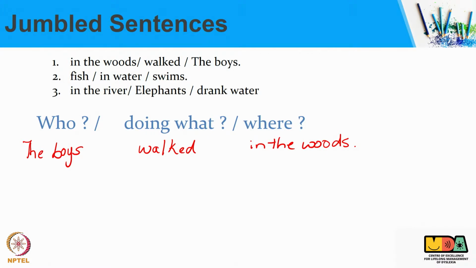Let us look at the second sentence. Fish in water swims. Now, let us ask the question, who swims? Fish. What does the fish do? Swims. Where does the fish swim?